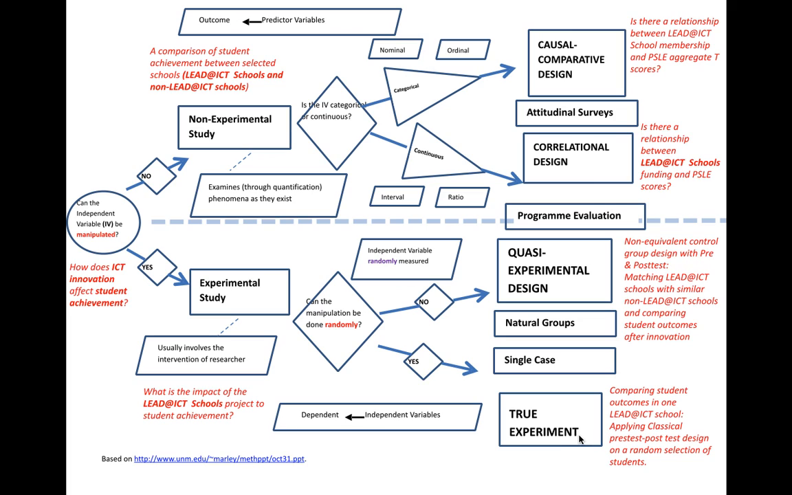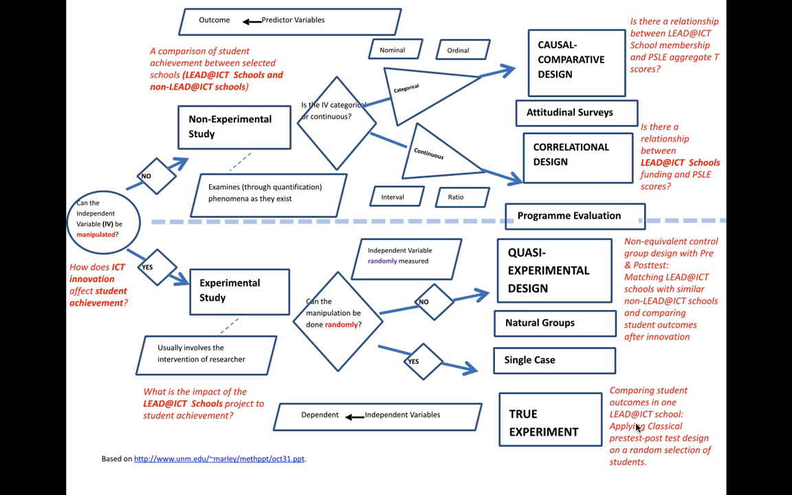Let me clarify this. Here, in this true experiment, I am looking at one school, and I'm able to manipulate the independent variable. I'm able to manipulate whether ICT innovation is implemented or not. And in this particular school, I can randomly select my respondents. Part of the population of the school would be exposed to the intervention, to the ICT innovation, and another part won't be exposed to the ICT innovation. And then I do a pretest, a classical pretest.